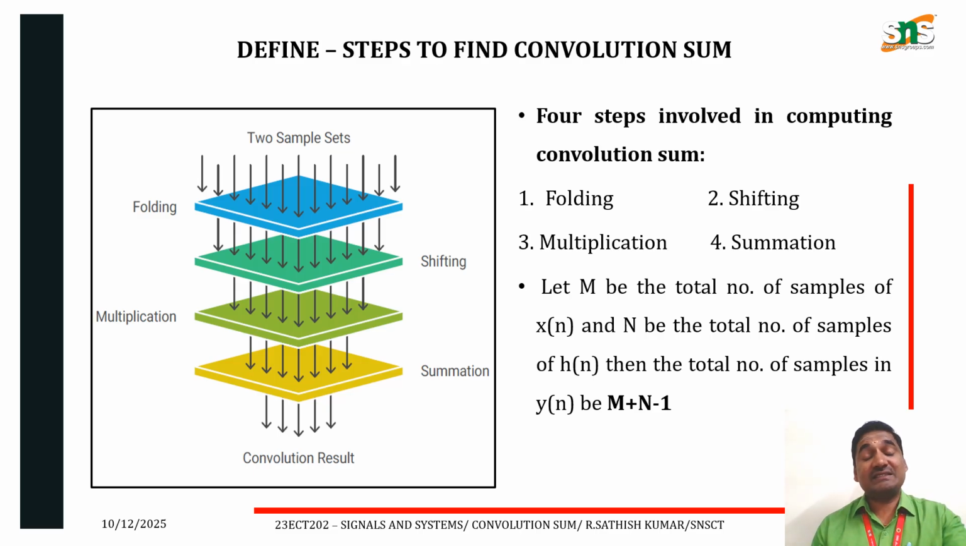Next, these are the steps to find the convolution sum. Four steps are involved in computing convolution sum: folding, shifting, multiplication and summation. Then we can get the output result. Let capital M be the total number of samples of x of n and capital N be the total number of samples of h of n. Then the total number of samples in y of n will be M plus N minus 1.